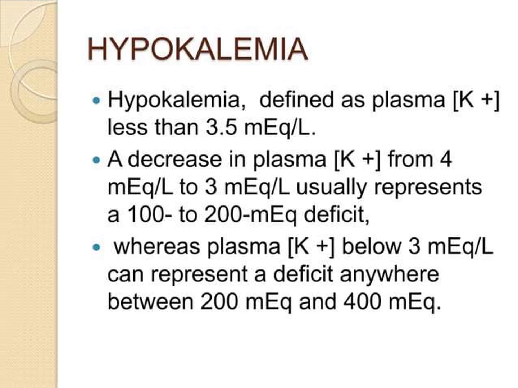A decrease in plasma potassium from 4 milliequivalent to 3 milliequivalent usually represents a 100 to 200 milliequivalent deficit. Means that in our serum it only shows 4 to 3, but actually it is a 100 to 200 deficit. Whereas potassium below 3 can represent a deficit anywhere between 200 to 400.